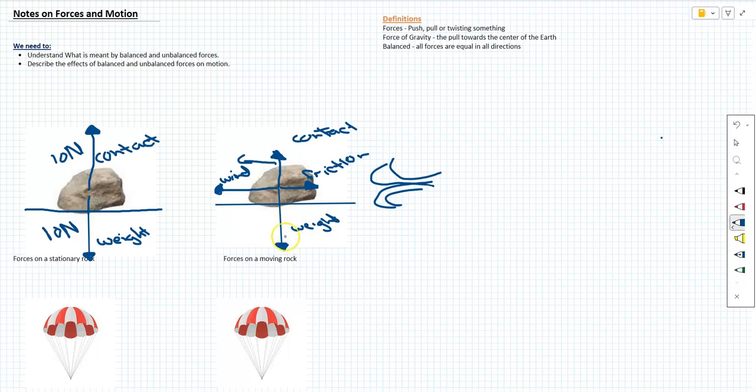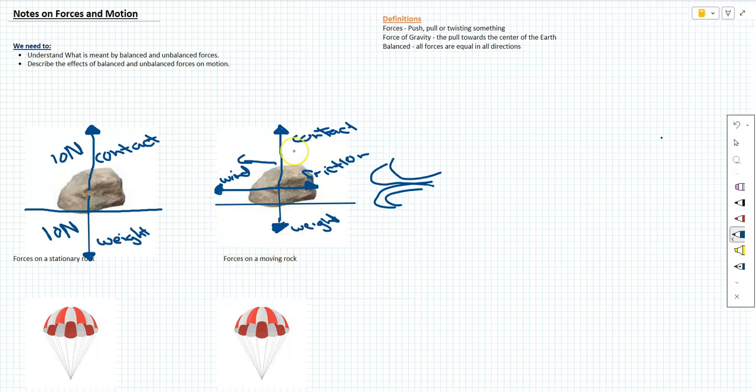This rock would be crushed here. It will make a hole in the ground over here, which means the weight is heavier than, or greater than, the contact. But if we have a large contact and a not so large weight, this rock would be floating forward.